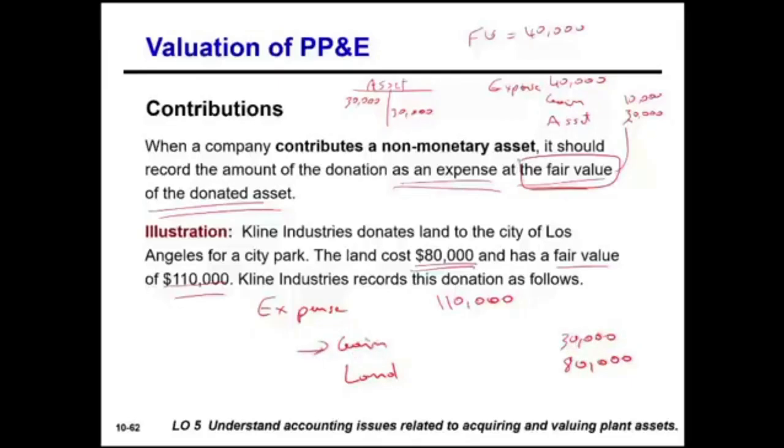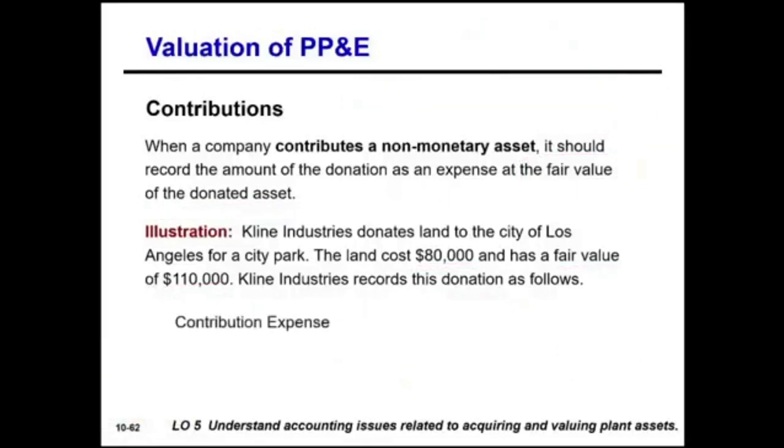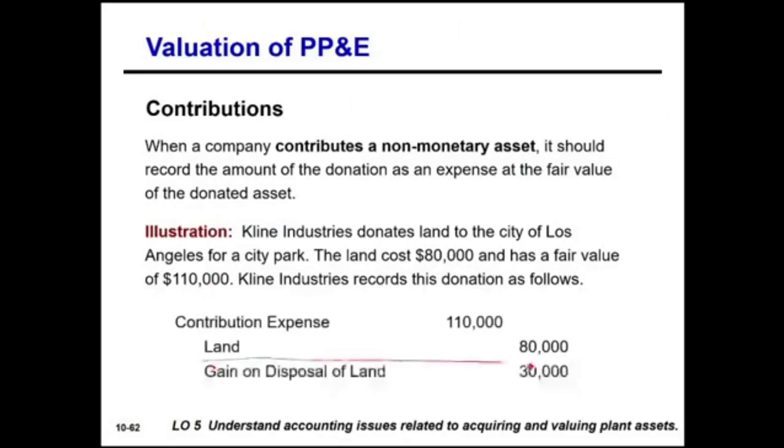So let me erase everything on the slide so you can see the entry. Contribution expense, land, and gain on the disposal of land. Notice we have to record the gain. If we incurred a loss, we would also record the loss.